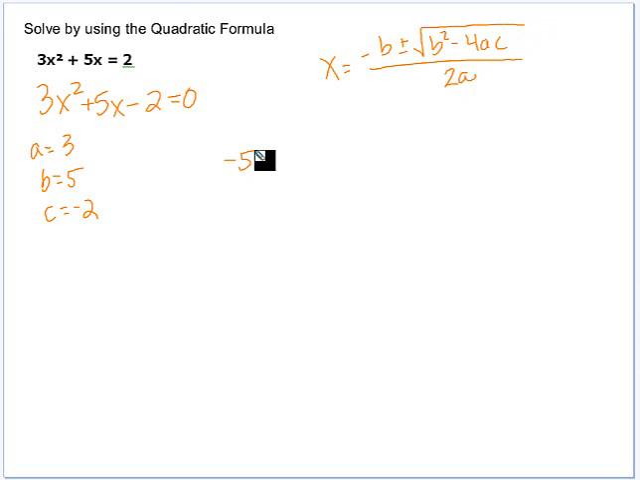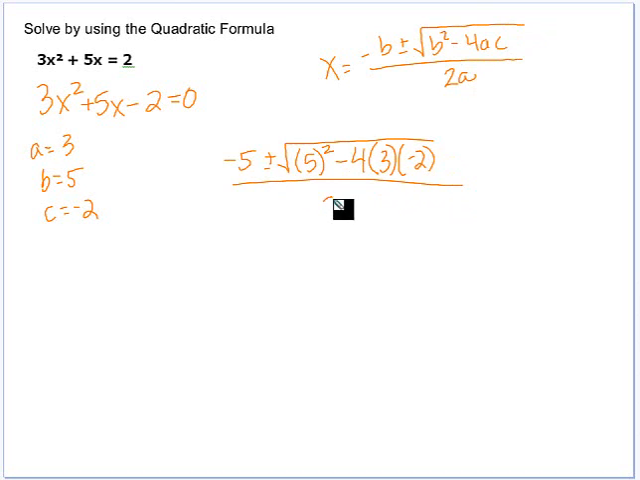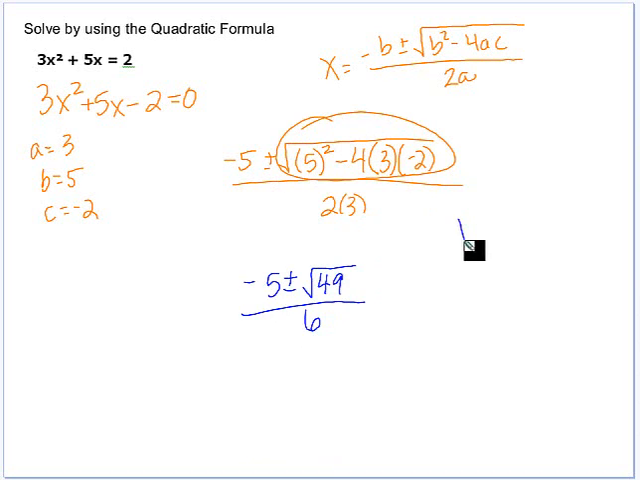So negative b, negative 5, plus or minus the square root of b squared, so 5 squared, minus 4 times 3 times negative 2, all over 2 times 3. So we're first going to simplify this value here in the square root. 5 squared minus 4 times 3 times negative 2 is 49. So this is negative 5 plus or minus the square root of 49 all over 6. If you are asked for the discriminant in this case it would be 49 because that's the value we got in the square root.